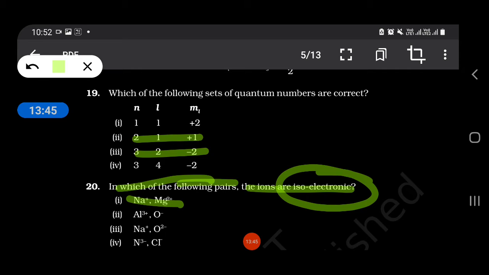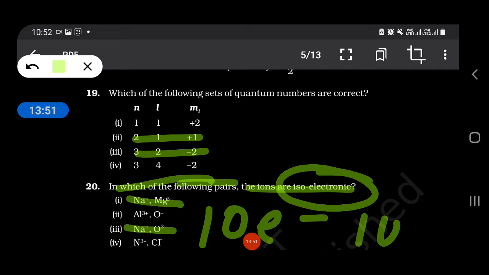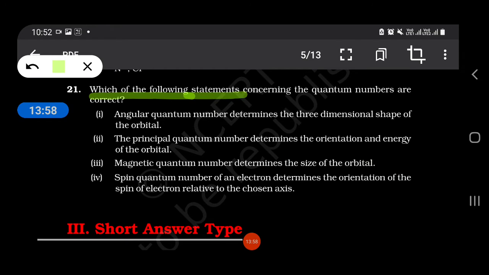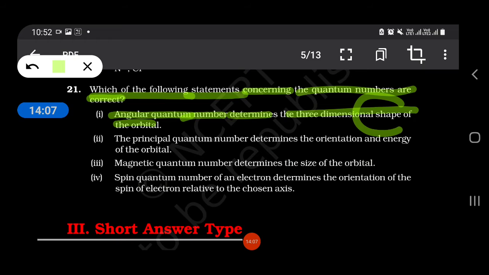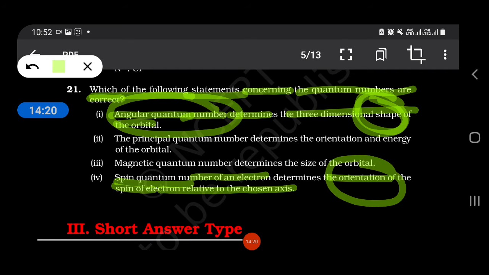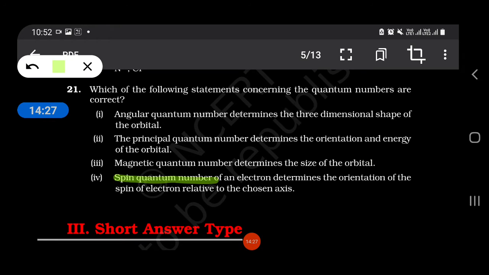Okay, so this one and this one, as Na has 10 electrons and this one also has 10 electrons. Which of the following statements concerning the quantum numbers are correct? Angular quantum number determines the three-dimensional shape of the orbital. Angular momentum determines the shape. And spin quantum number of an electron determines orientation of the electrons relative to the chosen axis. Orientation is defined by spin quantum number. So we can say that spin quantum number is for orientation and angular quantum number is for three-dimensional shape.